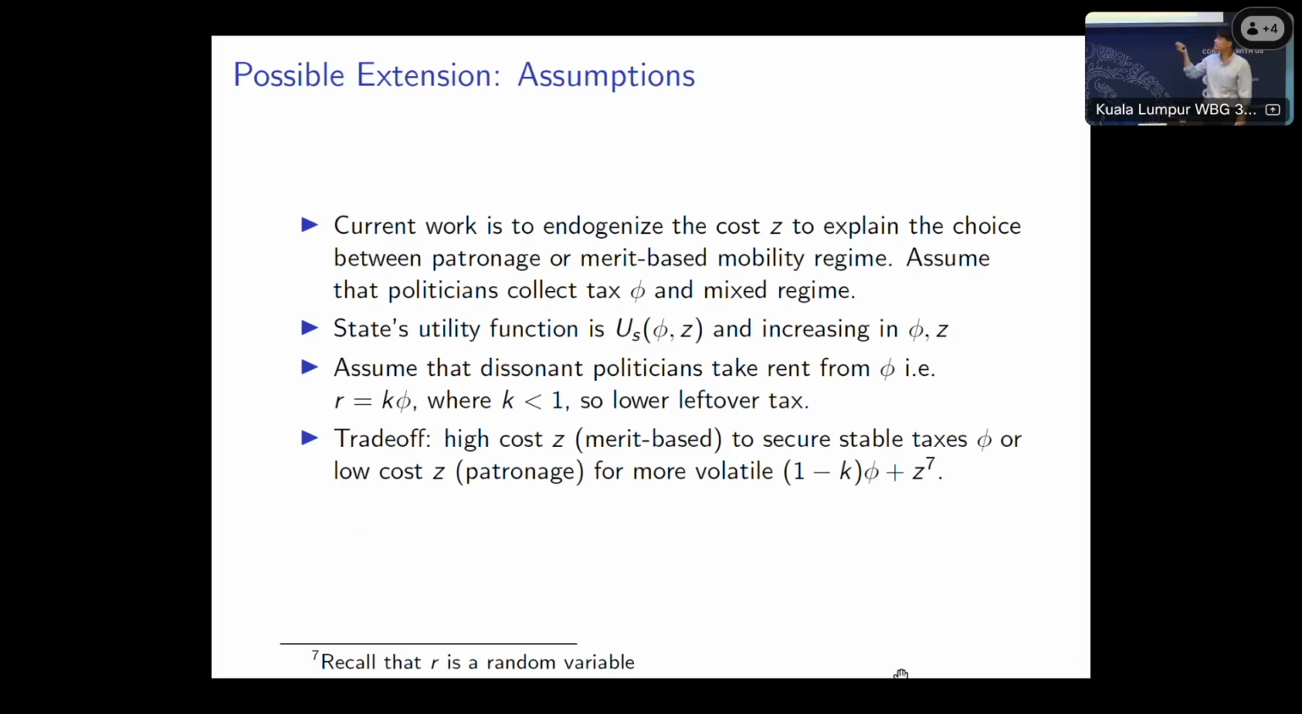So the utility function of the state is basically between the tax and the tax collection, and also the Z. And we assume that the dissident politicians take rent from the tax, so there's lower overall tax. The trade-off here is that if it's a high Z, if it's a merit-based society, they secure a much more stable tax inflow, but with patronage, they get the Z, but it's a more volatile tax collection because R is a random variable, because the rent is a random variable.